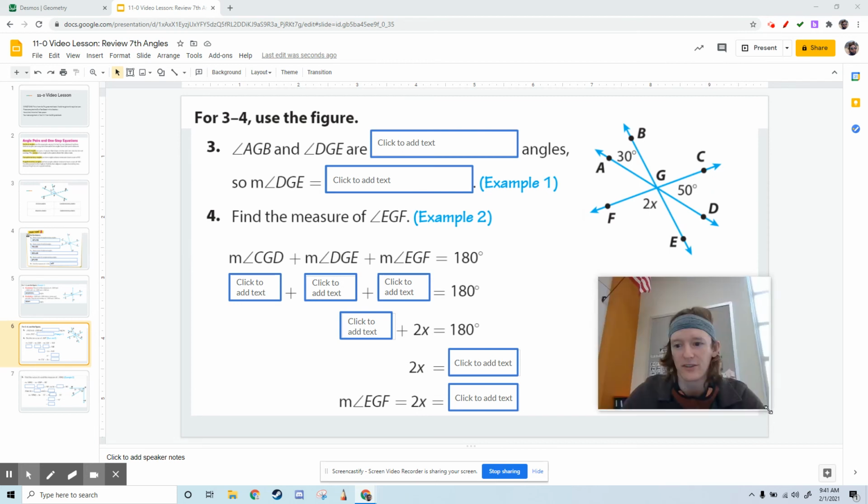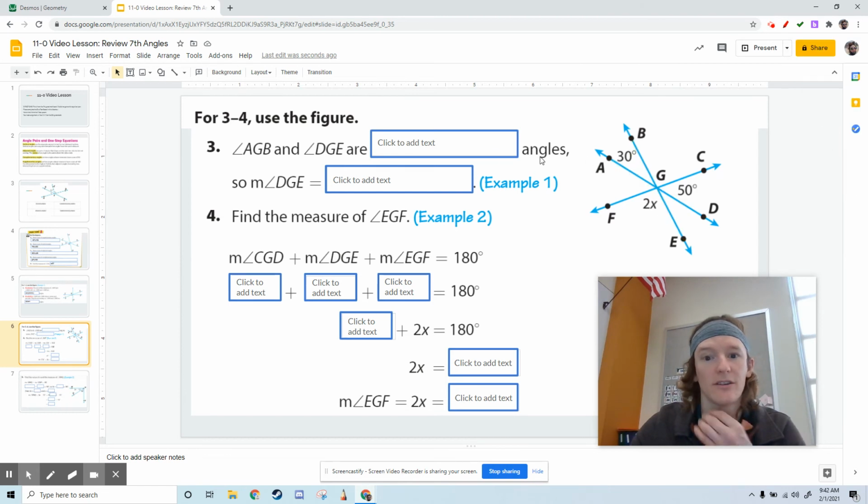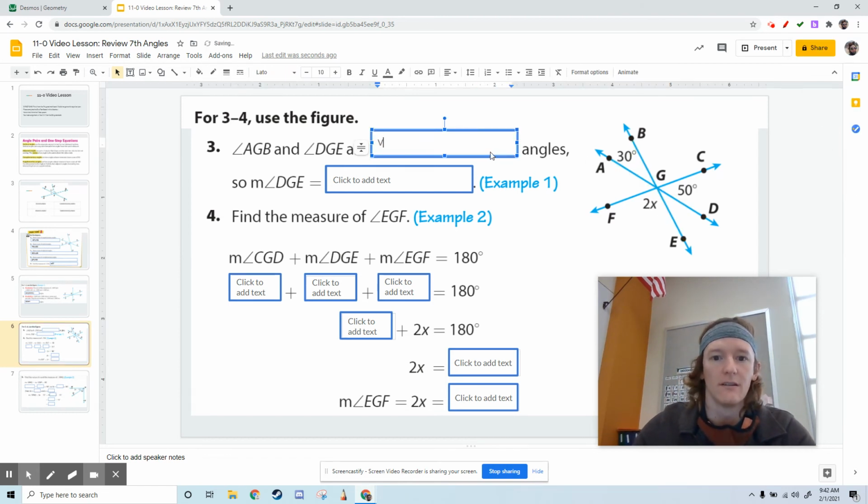Let me make my face a little bigger. Here we go. Angles AGB and DGE. There we go. What kind of angles are those? Those are the ones that make like two V's that are standing on top of each other, and that's how I remember it. Two V's make vertical angles. So if they're vertical angles, angle DGE is the same thing as 30 degrees.